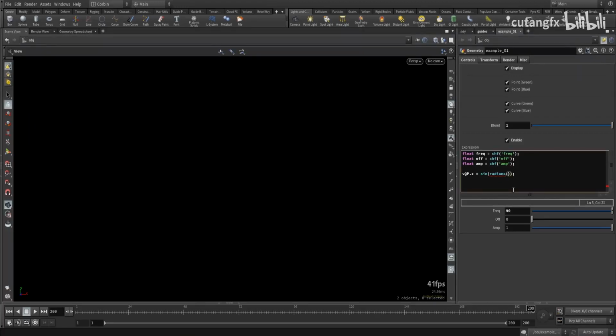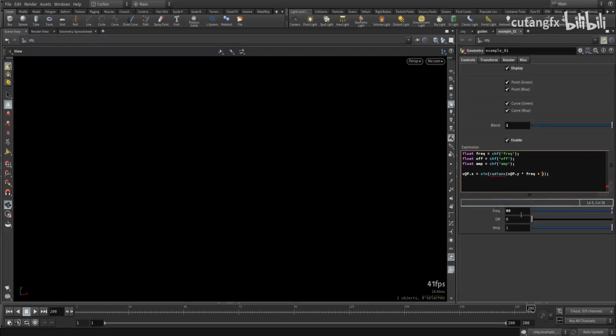So inside of here, I'm going to say v@P.y. So I'm taking my y value, which is my theta, multiplied by, and I already have a variable set up over here called freq, so freq for frequency, okay, which is grabbing my frequency from my parameters over here.